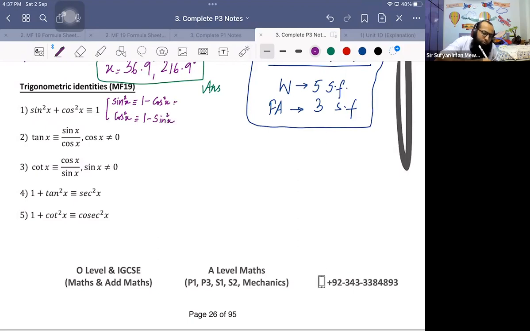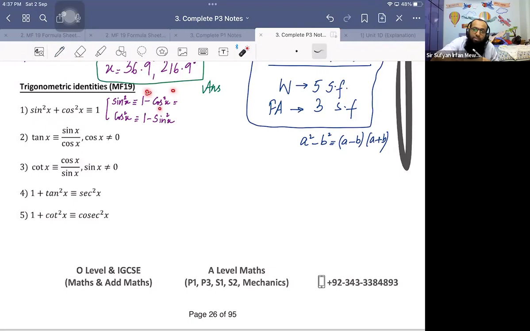And from here, we also know that one of the identities that we have studied in O levels and IGCSE is a square minus b square is identical to a minus b, a plus b. So using this identity, 1 minus cos square x is basically 1 square minus cos square x. So it is a minus b, a plus b. So using that concept, we will write 1 minus cos x, 1 plus cos x.